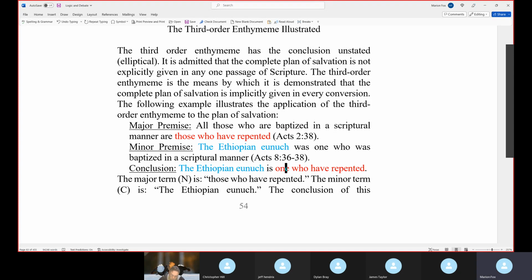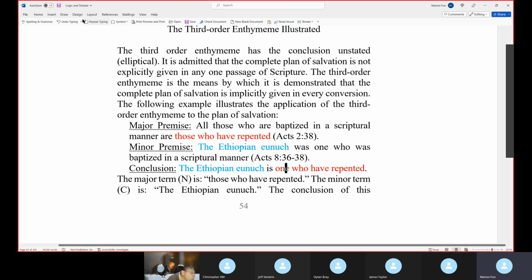We now have proven, although it's not in the text of the Bible, it's not explicitly there, it's implicitly in the text of the Bible from an antinomy that he repented. Does that make sense? You like that? Oh, it doesn't get you excited? Okay.